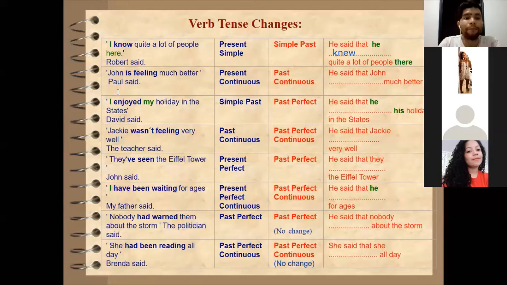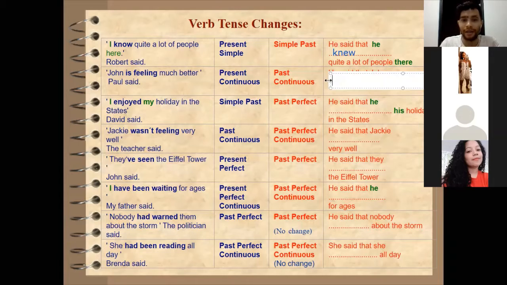You got the past form. Now, the next example. John is feeling much better, Paul said. Now, is feeling refers to the present continuous. And when we use present continuous in the reporter's speech, we have to use past continuous. So, he said that John what? Was feeling. Great. Was feeling much better.